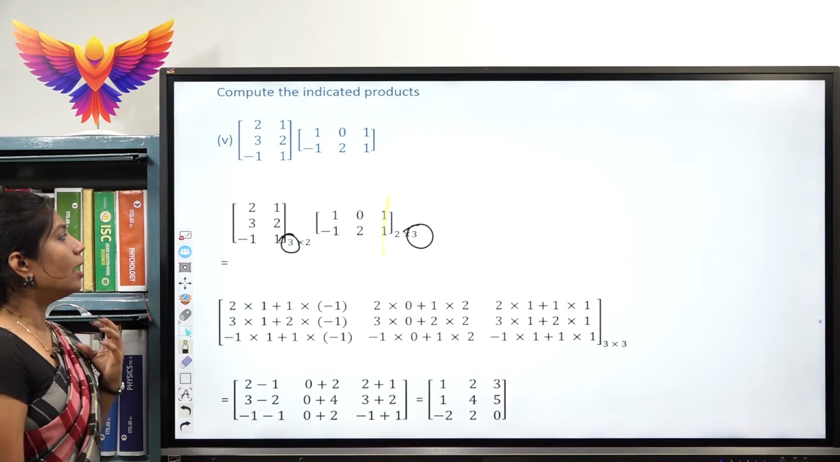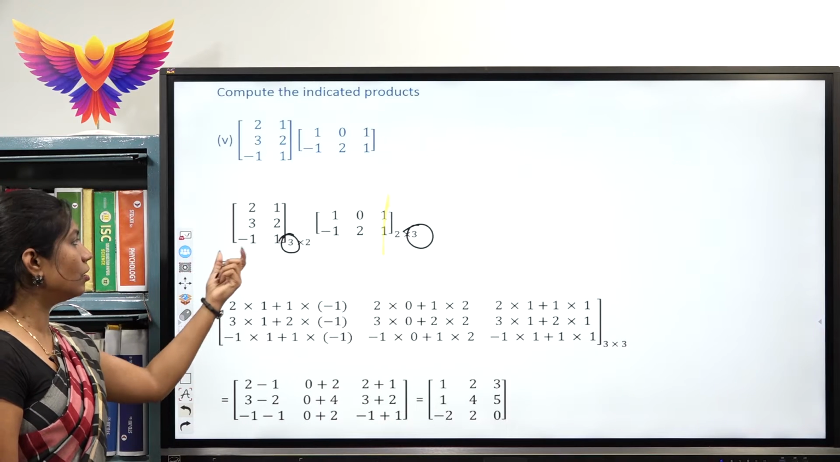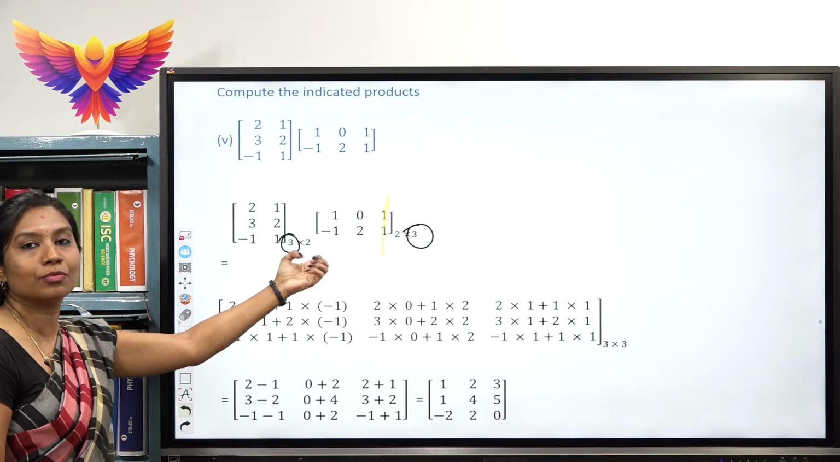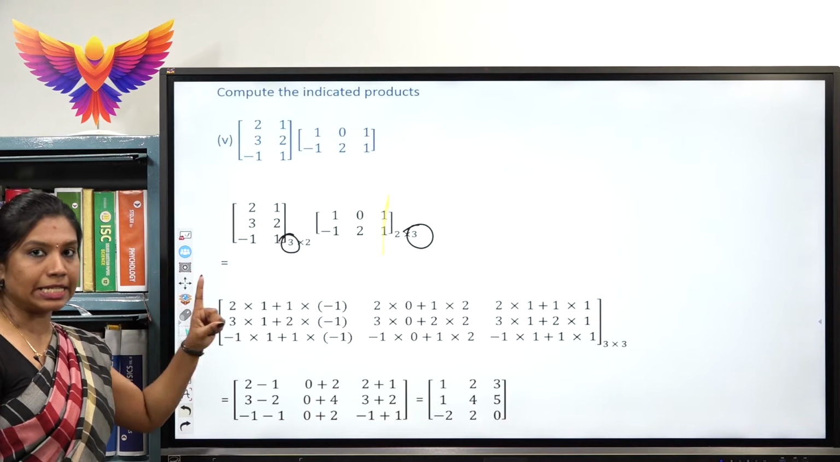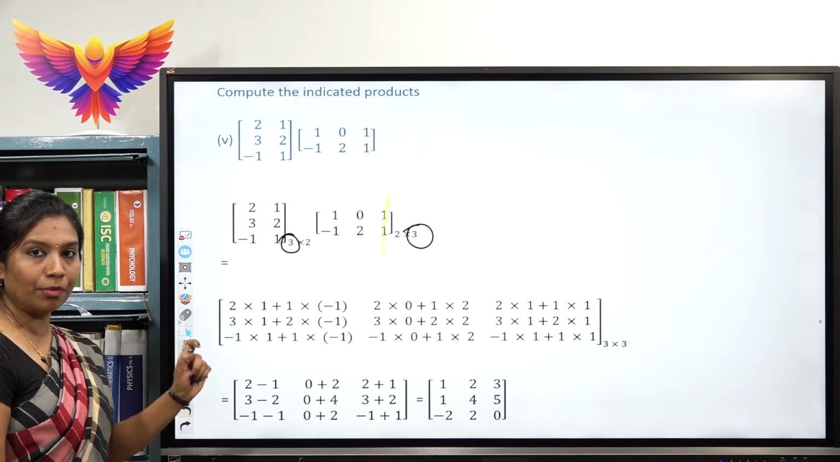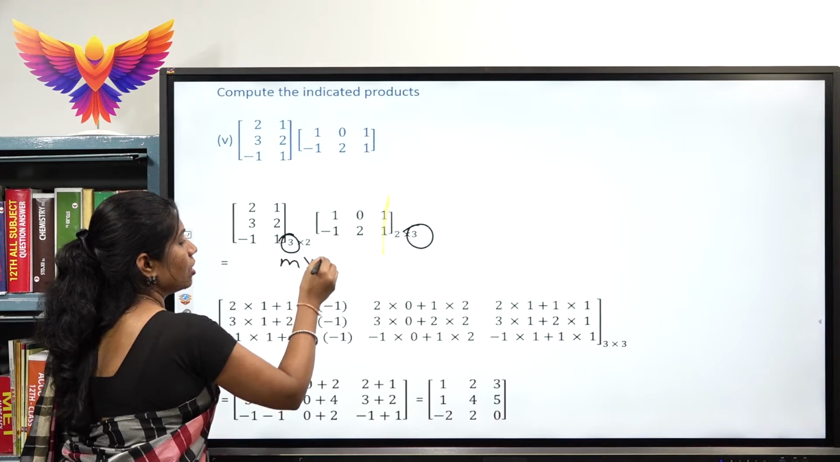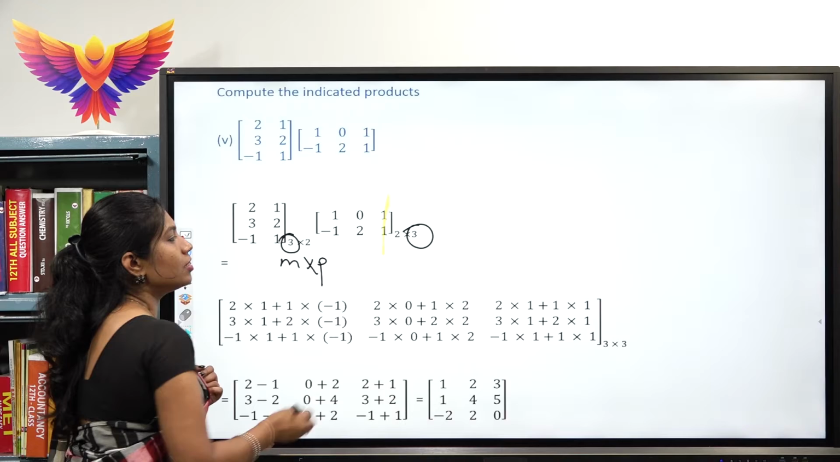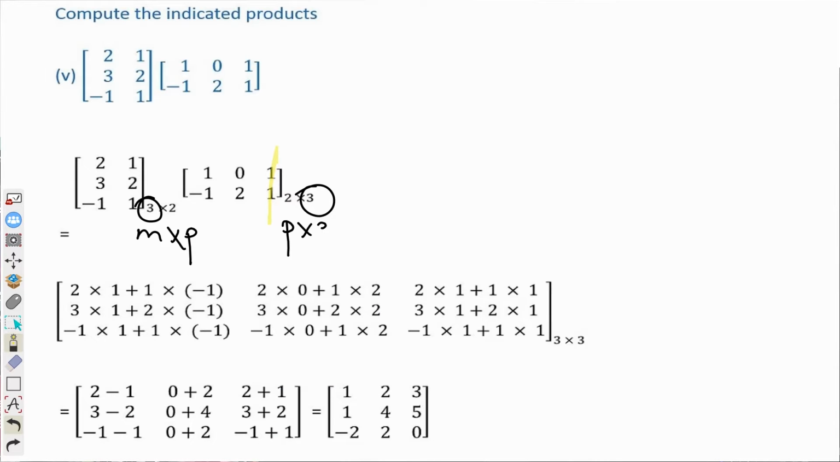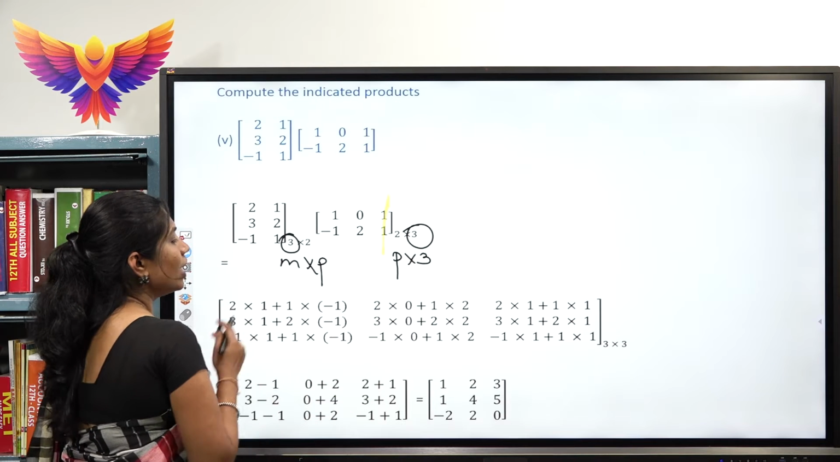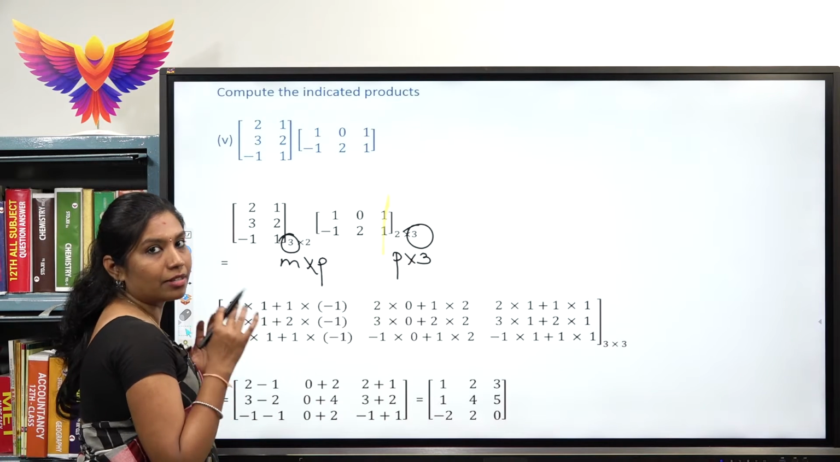The first matrix we have is a 3 cross 2 matrix, and the second matrix is a 2 cross 3 matrix. It is satisfying the condition of M cross P into P cross N. The number of columns of the first matrix is the same as the number of rows of the second matrix here. Now, I can take it as P cross N also. I should get a 3 cross 3 matrix as the final solution.